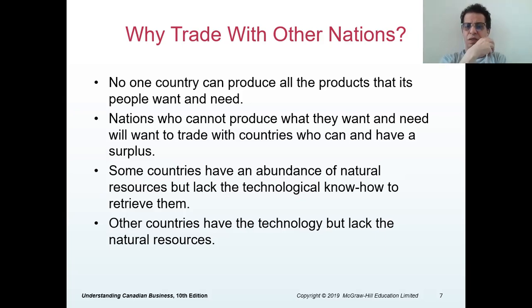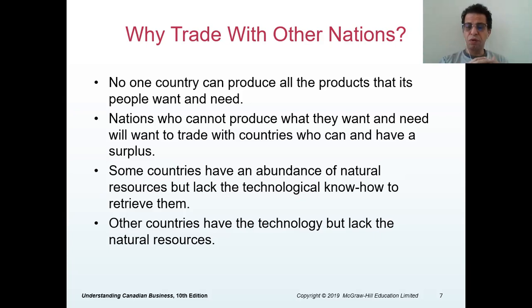So no one country can produce all the products that people want and need. Nations that cannot produce what they want and need will want to trade with the countries that can and have a surplus.